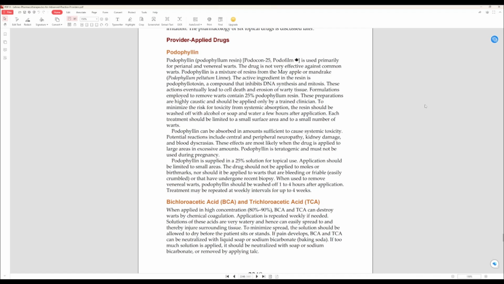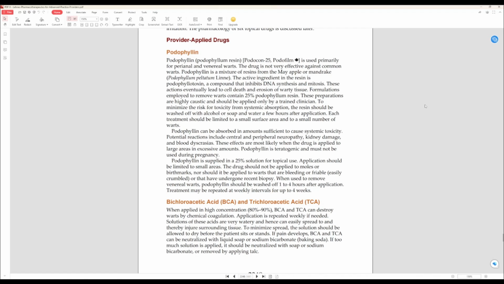Podophyllin can be absorbed in amounts sufficient to cause systemic toxicity. Potential reactions include central and peripheral neuropathy, kidney damage, and blood dyscrasias. These effects are most likely when the drug is applied to large areas in excessive amounts. Podophyllin is teratogenic and must not be used while pregnant.